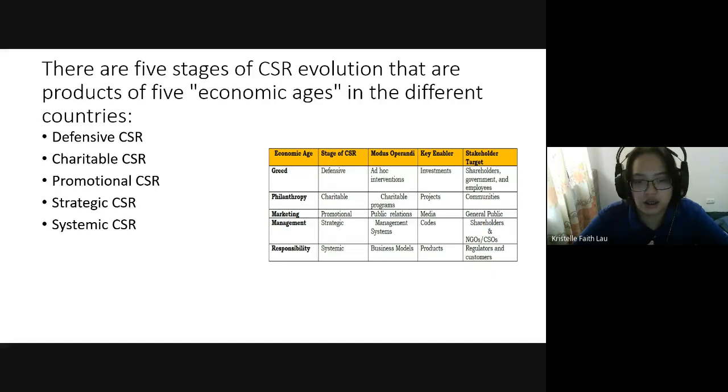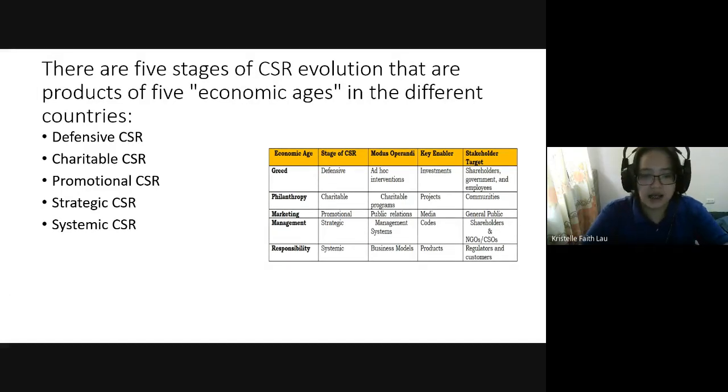Then we also have the promotional CSR. The companies at this age have realized that they must earn the license to operate in the area where they are situated and even implement their promotional CSR. Then fourth, we have the strategic CSR. Companies focus on their core business and align it with their beneficiaries. Then we also have the systematic CSR.